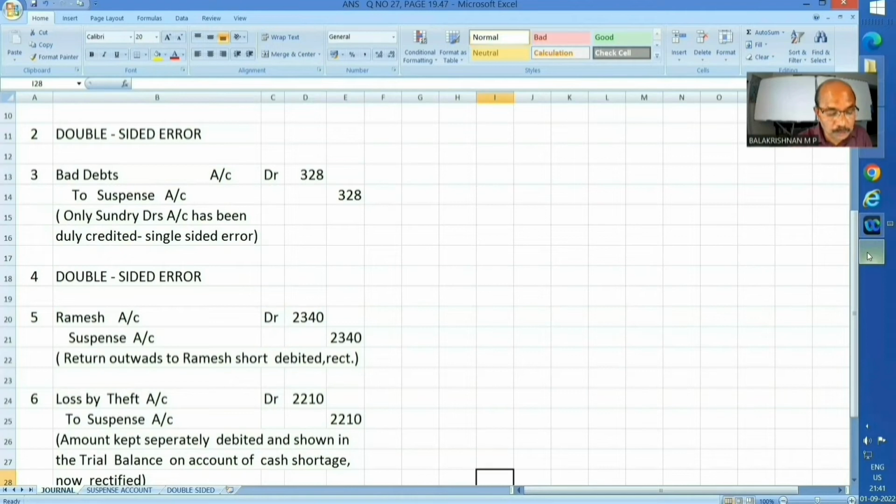Item number 2. Goods purchased from Suresh, rupees 1,800, recorded in sales book as rupees 180. So this is a question of entering in the wrong day book and also with a different amount. It's basically a double-sided error that I'm going to explain. By the way, I told that this particular question will be full of single-sided errors, but one or two double-sided errors have crept in. Kindly excuse me. Well, this is a double-sided error. Why it is a double-sided error, I am going to explain to you.